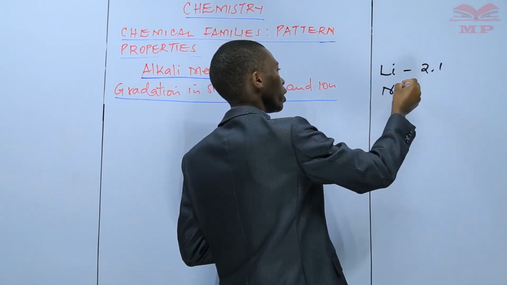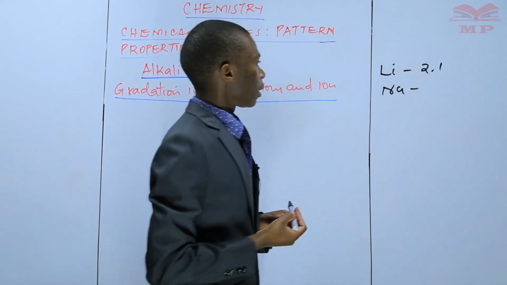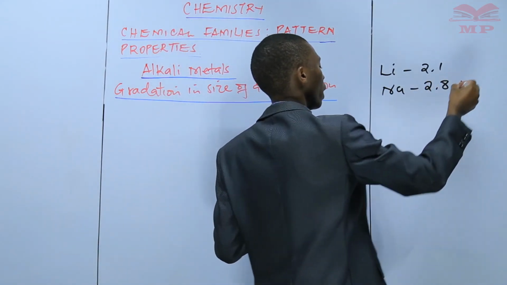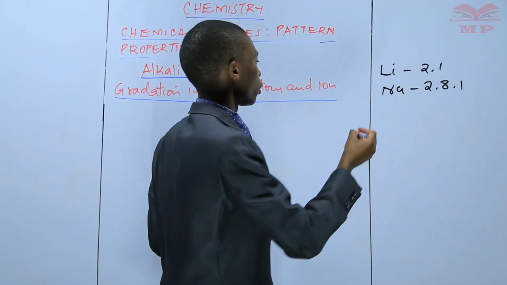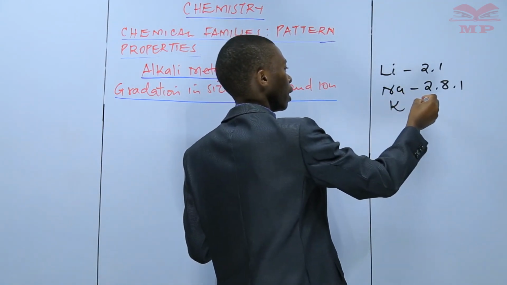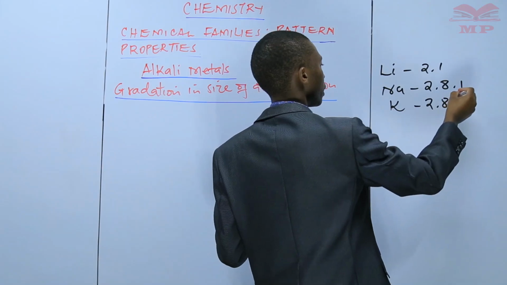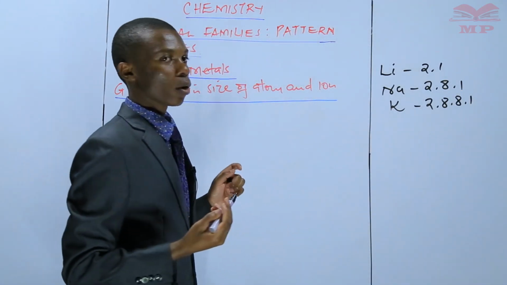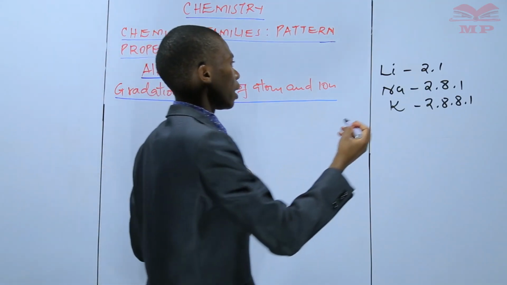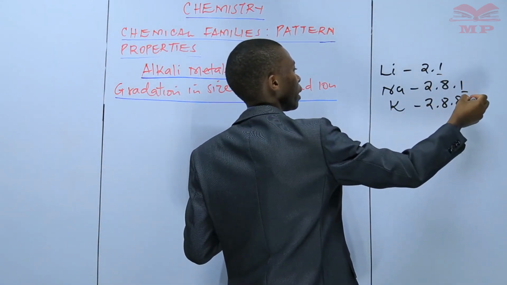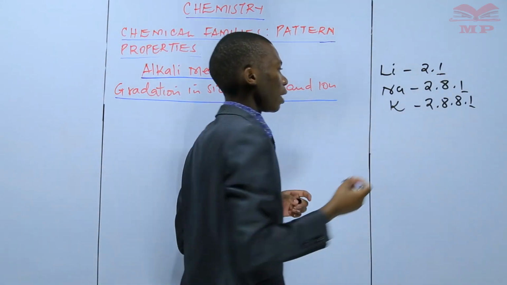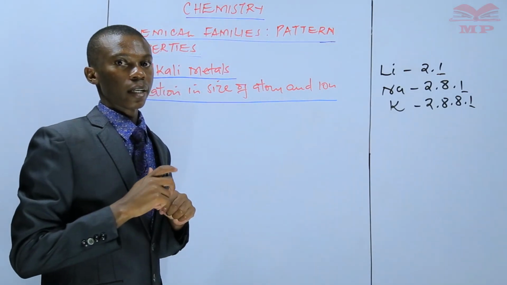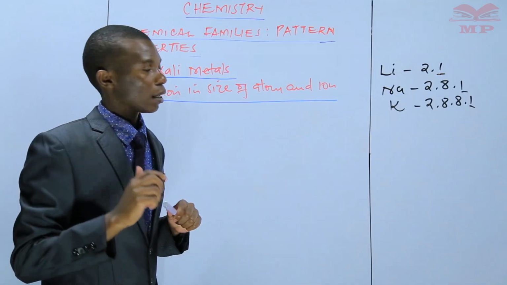The second was sodium. The configuration was 2, 8, 1. And the third was potassium, and the configuration was 2, 8, 8, 1. The reason why they are called group 1 elements is because they have one electron in the outermost energy level. And the one electron enables them to be placed in group 1.